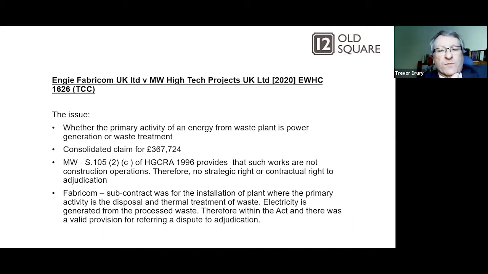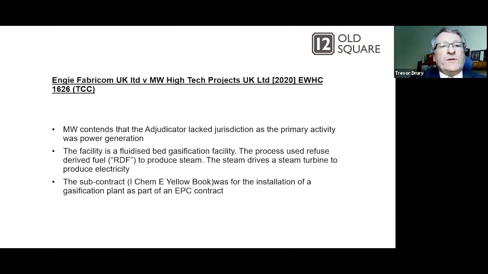So it wasn't the primary activity. The primary activity was waste disposal, as far as Fabricon were concerned. Therefore it was within the Act, and there was a valid provision for referring a dispute to adjudication. MW contended that the adjudicator lacked jurisdiction as the primary activity was power generation. The facility is a fluidized bed gasification facility. Easy for me to say. The process used refuse-derived fuel, or RDF, to produce steam. The steam drives the gas turbine to produce the electricity. So nothing particularly clever there. The subcontract was an IChemE yellow book and was for the installation of a gasification plant as part of an EPC contract.